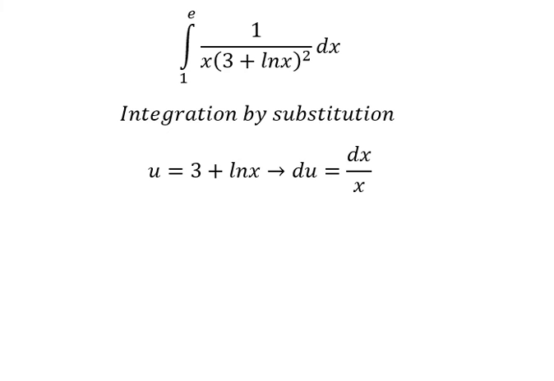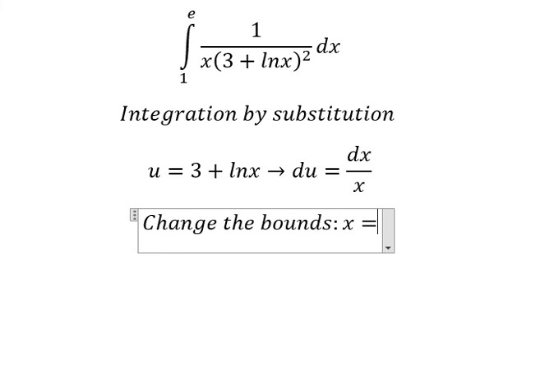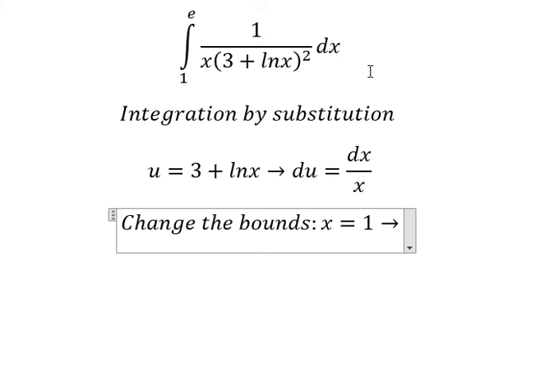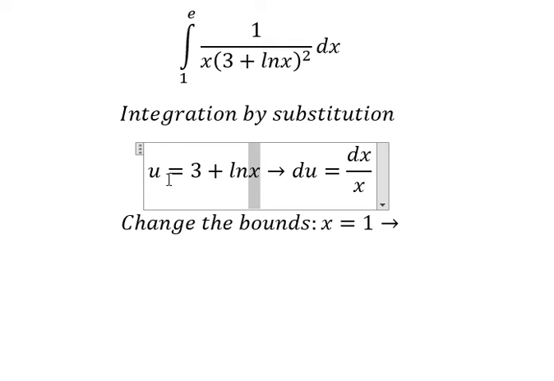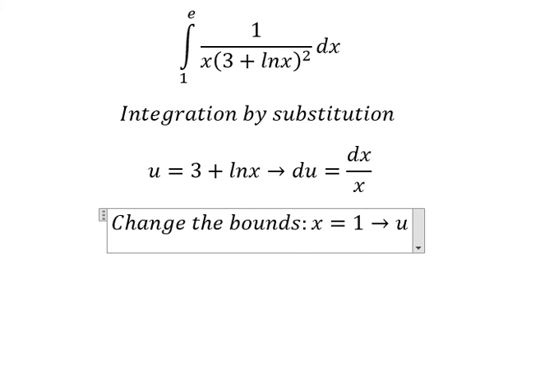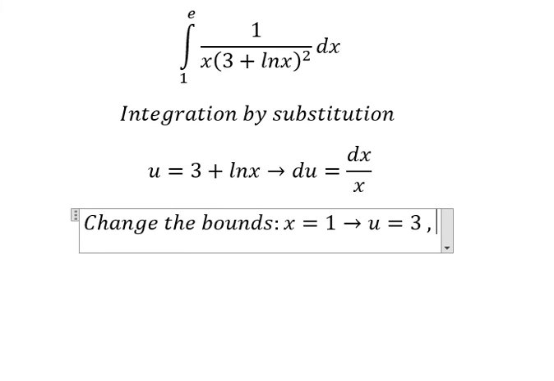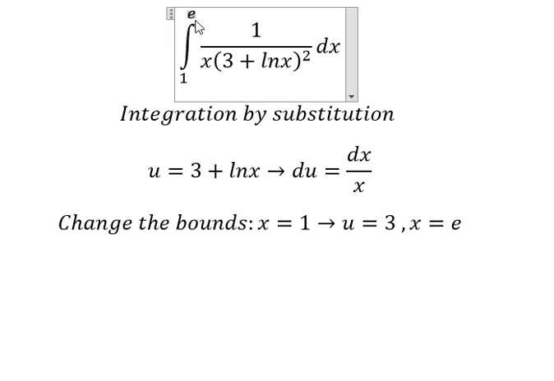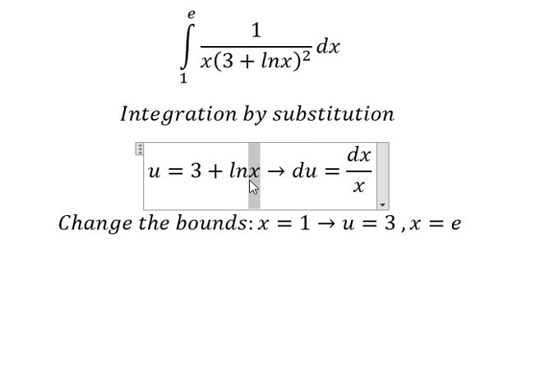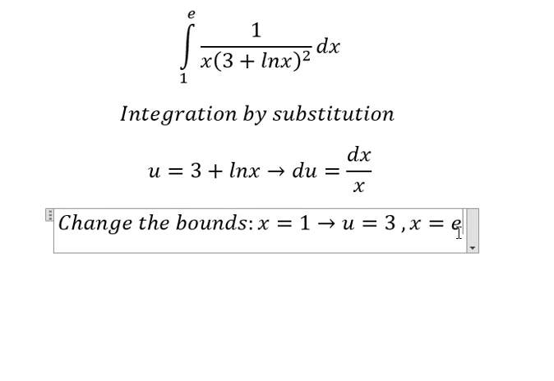Next, we need to change the bounds. When x equals 1, we put 1 in here to find the value of u, so u equals 3. When x equals e, we put e in here to find the value of u, so u equals 4.